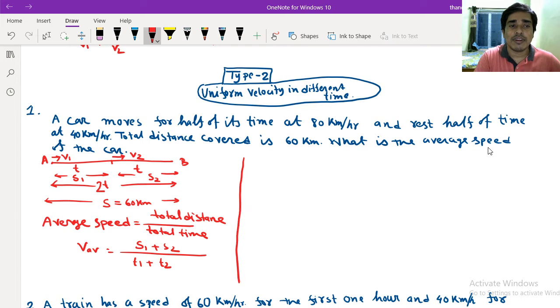Now V average will be... S1 we can calculate with the help of this formula, V equals S by T. So S will be V into T. So S1 will be V1 into T1 and S2 will be V2 into T2, and here is T1 plus T2.